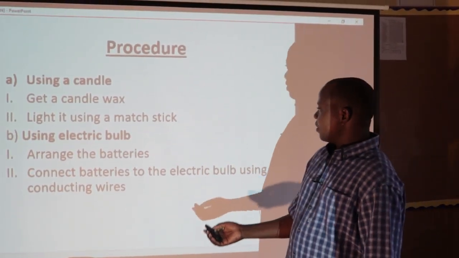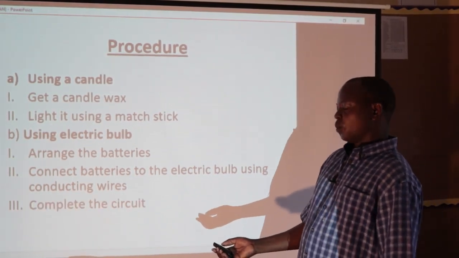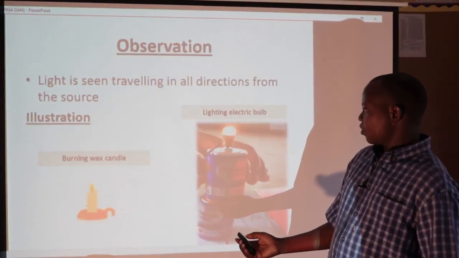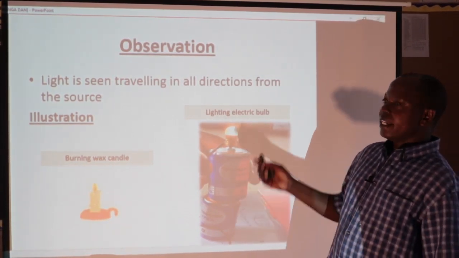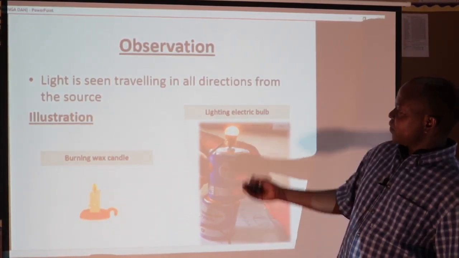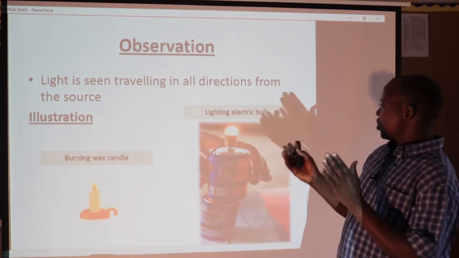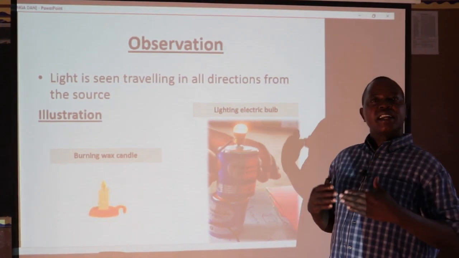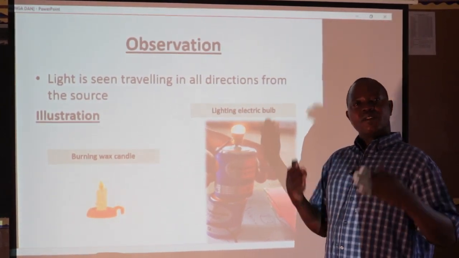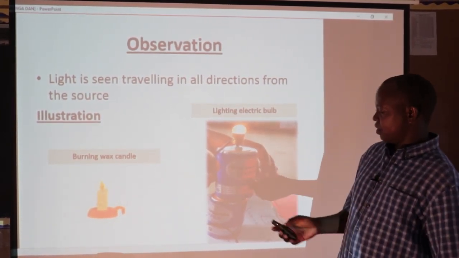After that, a child now is expected to complete the circuit. Once you complete the circuit, you'll now have these illustrations, these observations. If you happen to join your dry cells and there is no light produced, that means you did not arrange the dry cells well. The dry cells were poorly arranged.